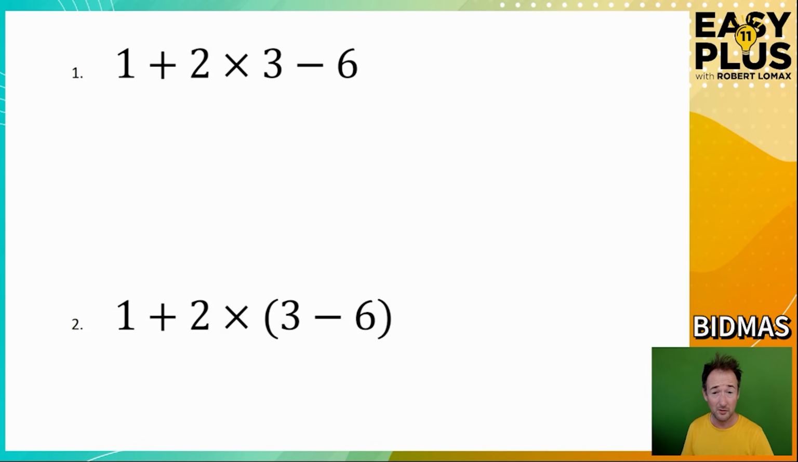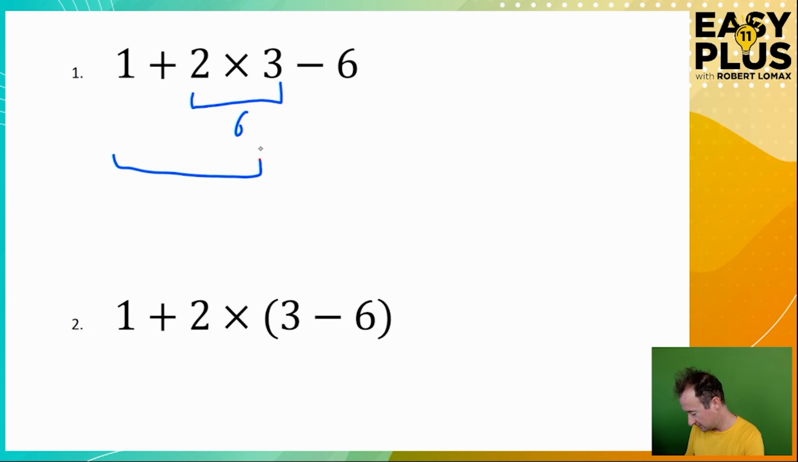There are no brackets here, there are no indices, there's no division, but there is a multiplication. So that's the first thing that we have to do. So 2 times 3 is 6. And now we've got 1 plus 6 minus 6. So 1 plus 6 is 7, minus 6 is 1. So the answer is simply 1.